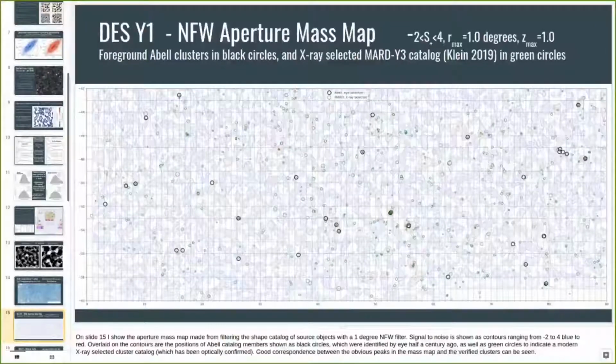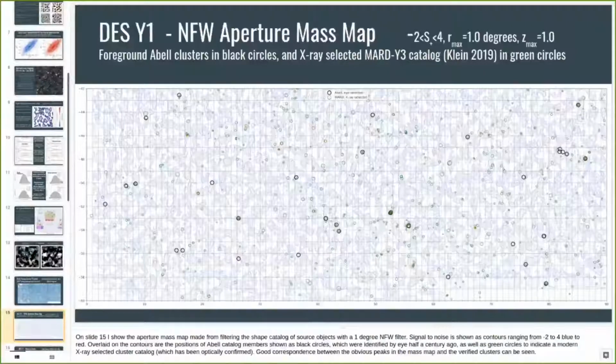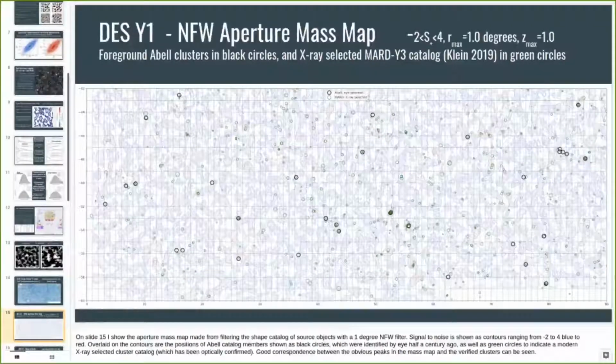On slide 15, I show the aperture mass map made from filtering the shape catalog of source objects with a 1 degree NFW filter. Signal to noise is shown as contours ranging from -2 to 4, blue to red. Overlaid on the contours are the positions of Abell catalog members shown as black circles, and in green circles, a modern X-ray selected cluster catalog. Good correspondence between the obvious peaks in the mass map and the verified clusters can be seen.